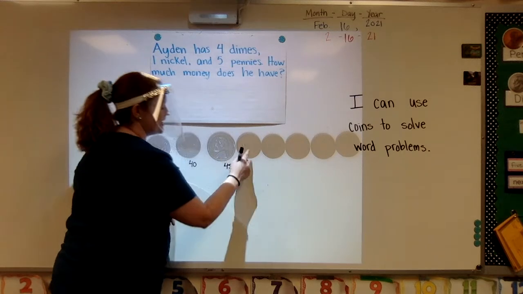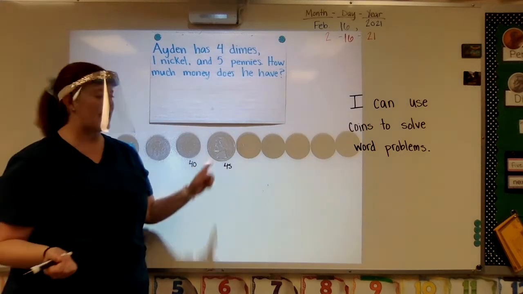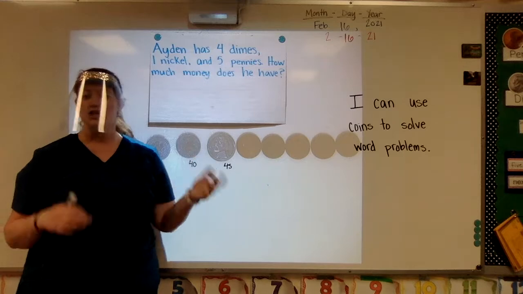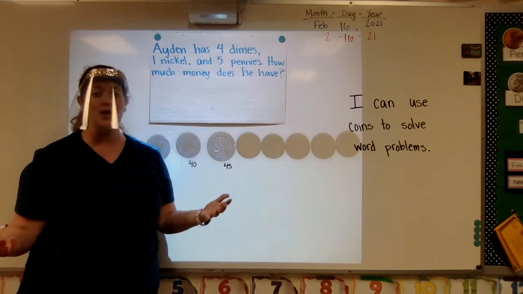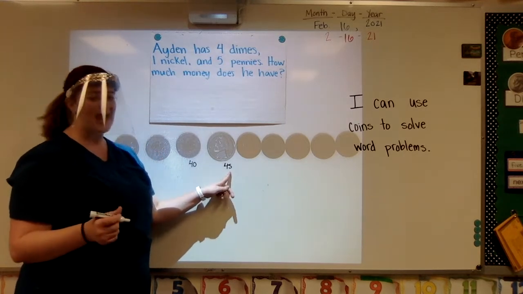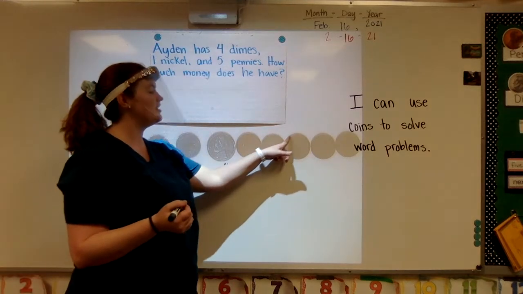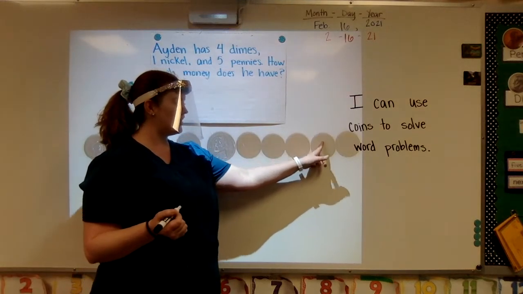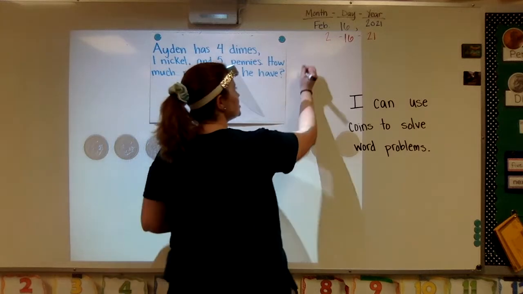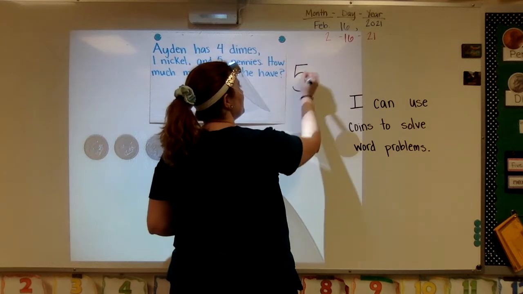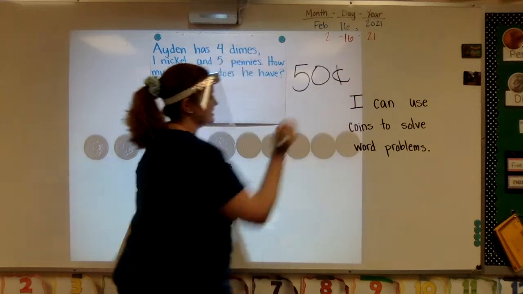I'm going to write it down because I switched. I have a new coin again, but now I'm at a penny, so I can just count by ones. I have 45. What comes next? 46, 47, 48, 49, 50. So Aiden has 50 cents.